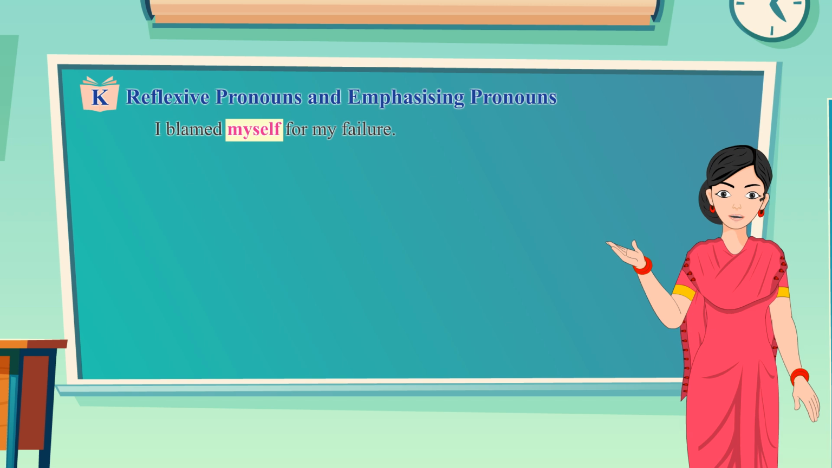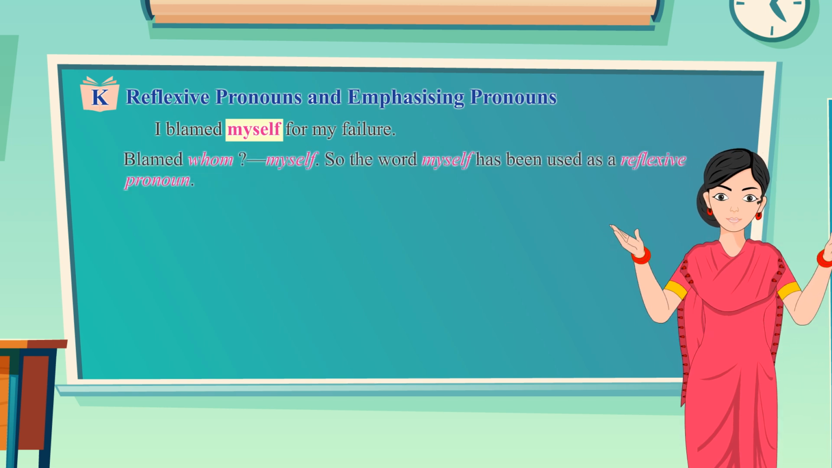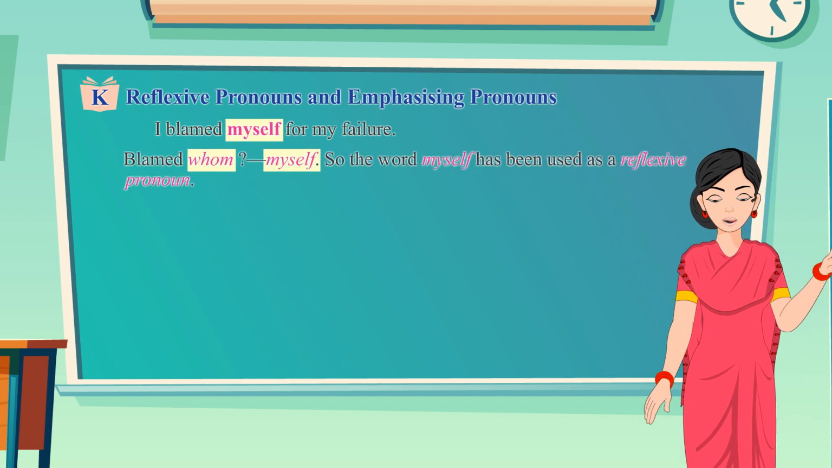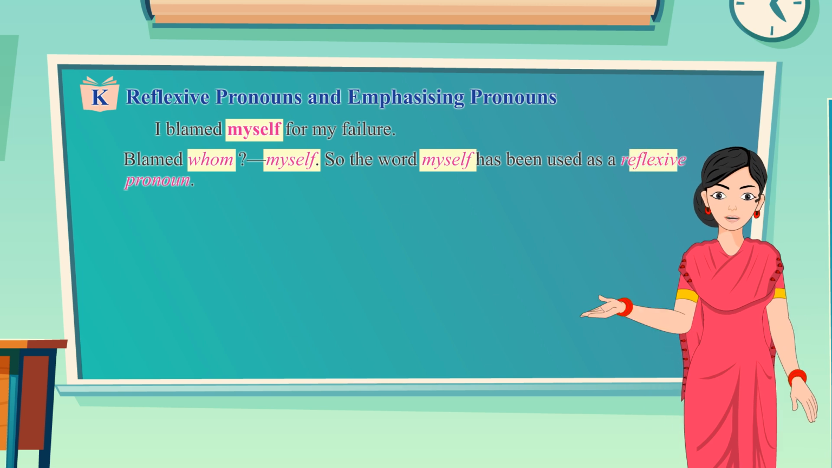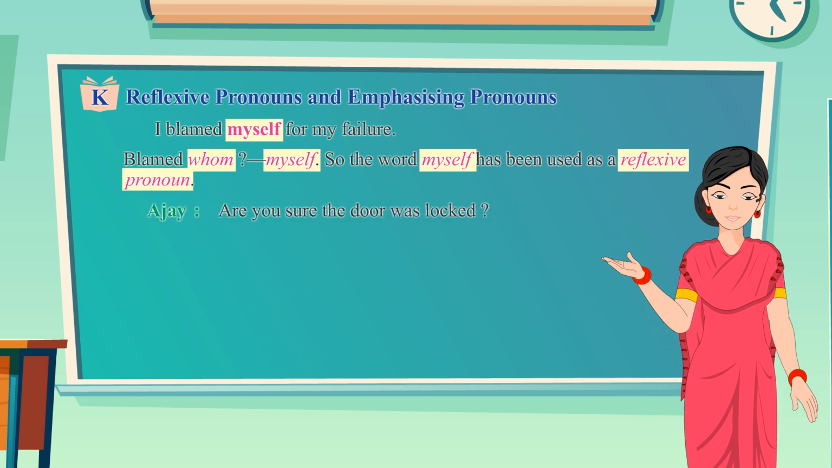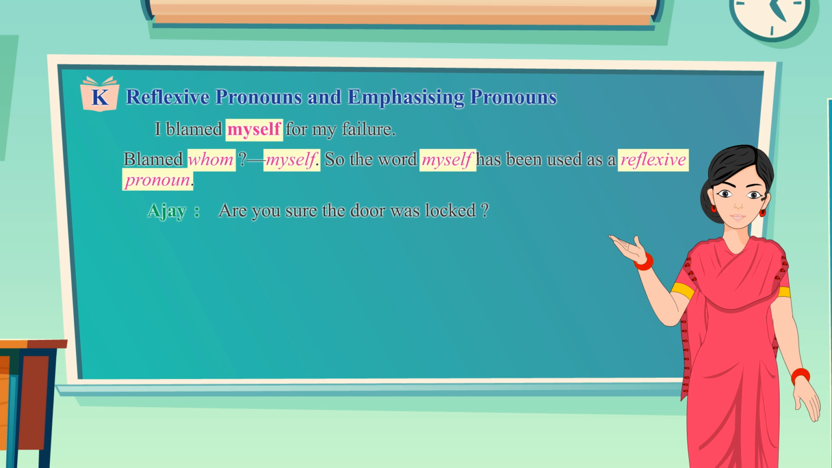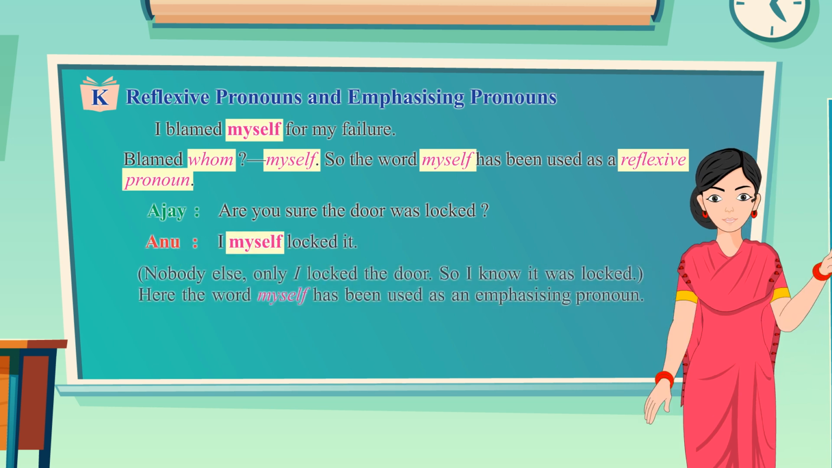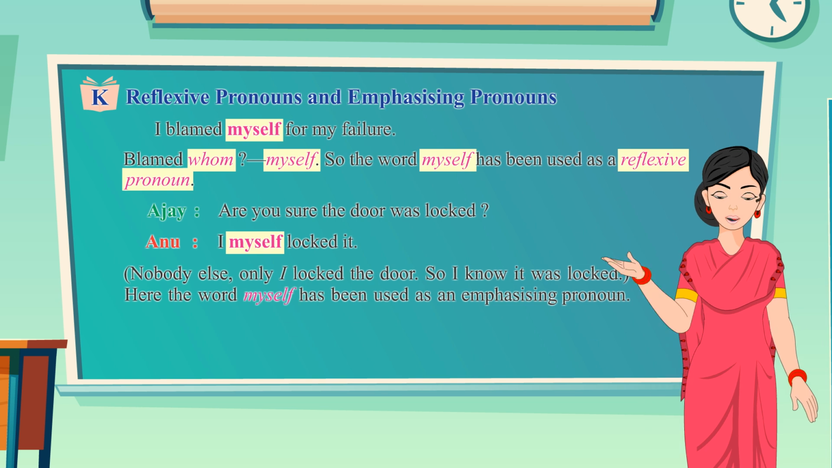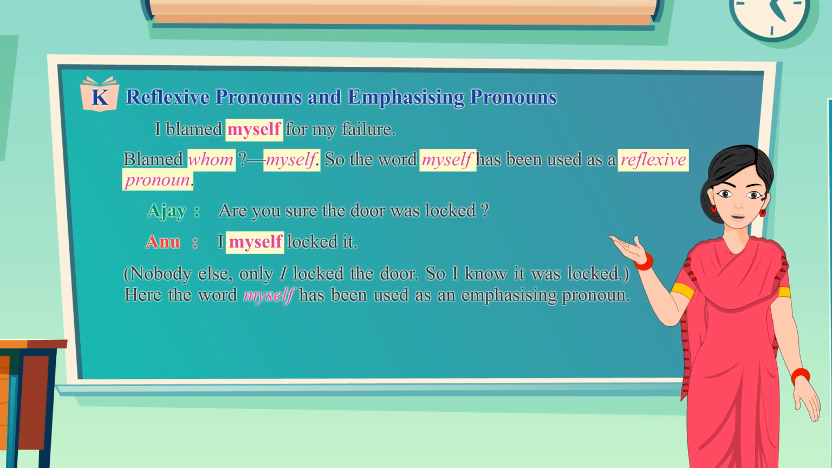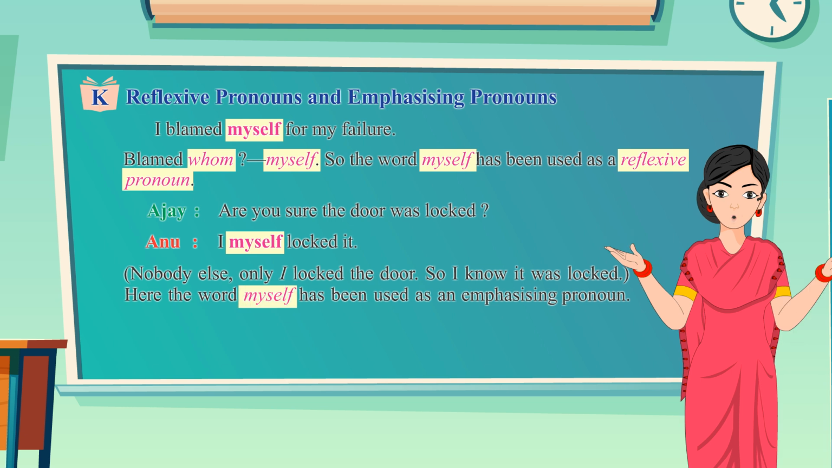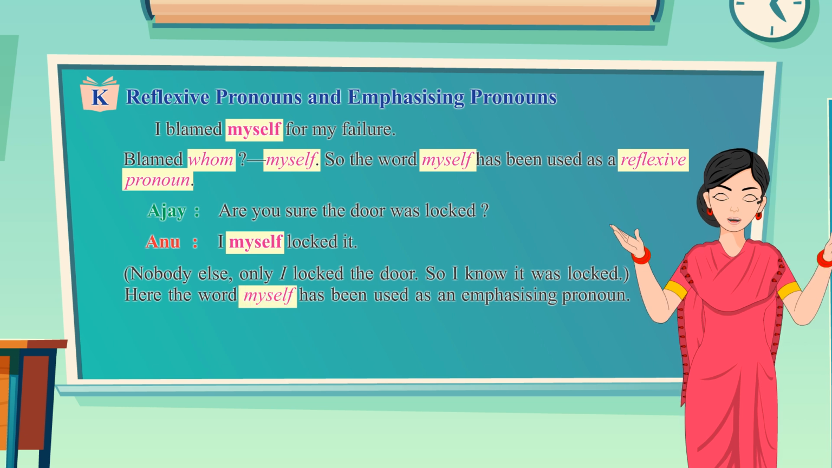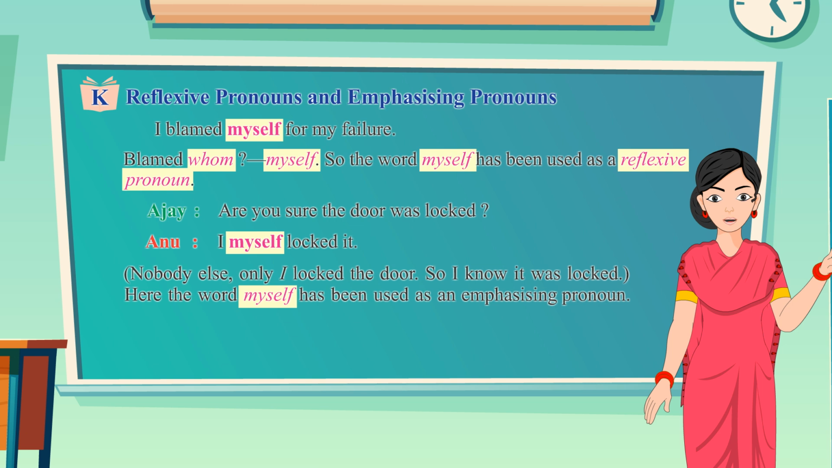I blamed myself for my failure. Blamed whom? Myself. So the word myself has been used as a reflexive pronoun. Ajay, are you sure the door was locked? Anu, I myself locked it. Nobody else, only I locked the door, so I know it was locked. Here the word myself has been used as an emphasizing pronoun.